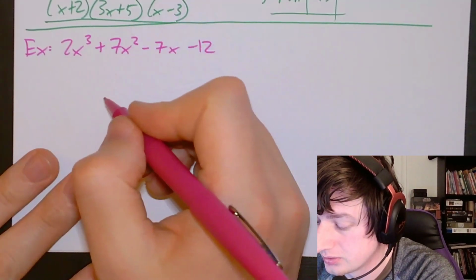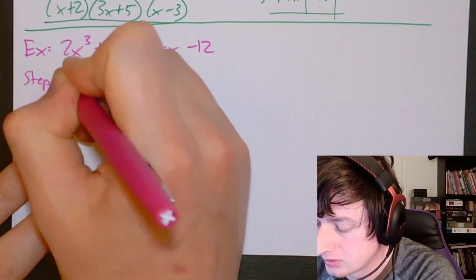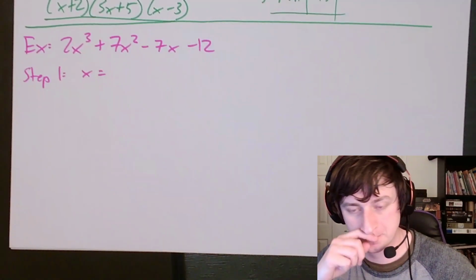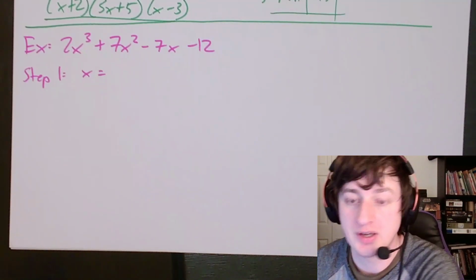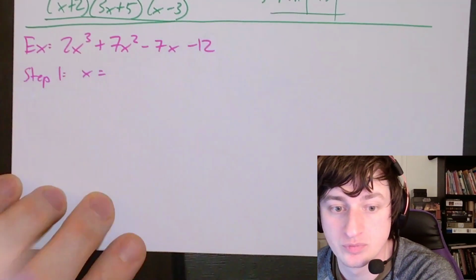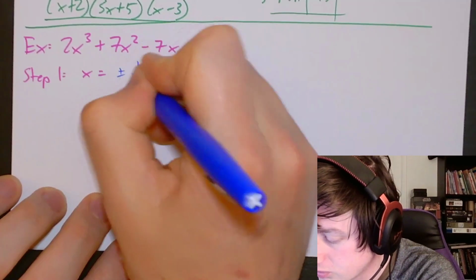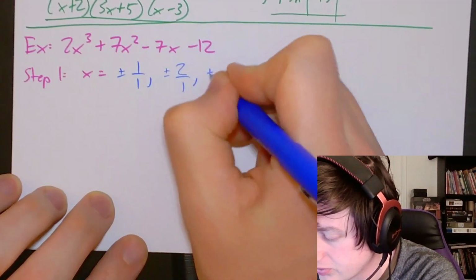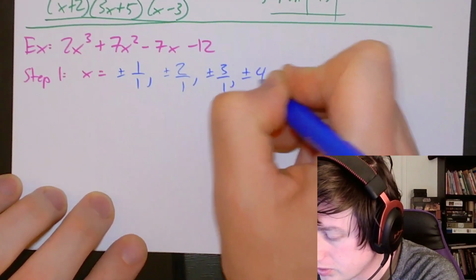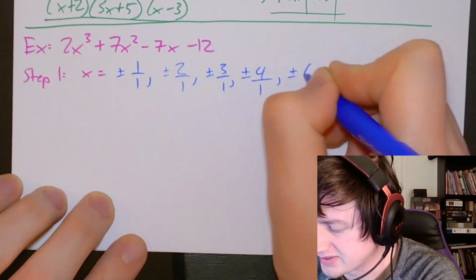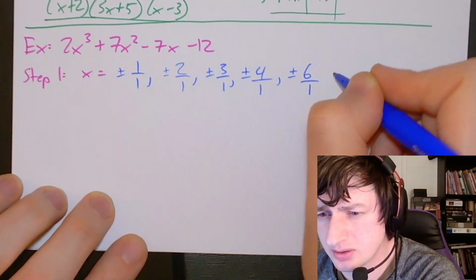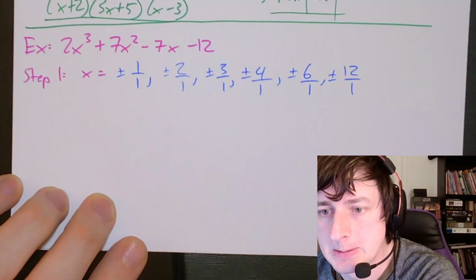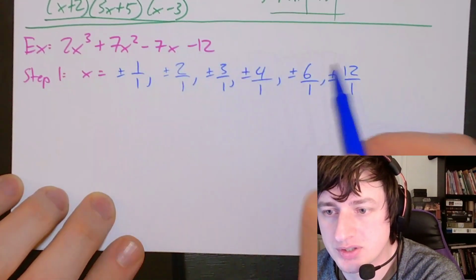Okay, so step 1, just list everything out. Well, x is going to be all the factors of 12 divided by all the factors of 2. So we start with 1. 1 over 1. We can divide 12 by 2. We can divide 12 by 3. We can divide 12 by 4. Divide 12 by 6. Those are all the factors of 12: 1, 2, 3, 4, 6, and 12.